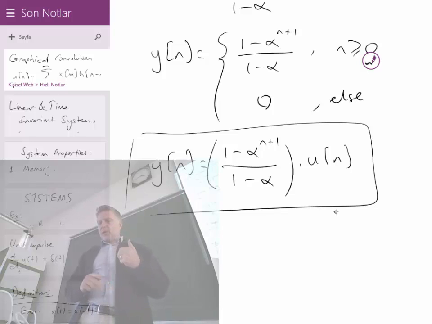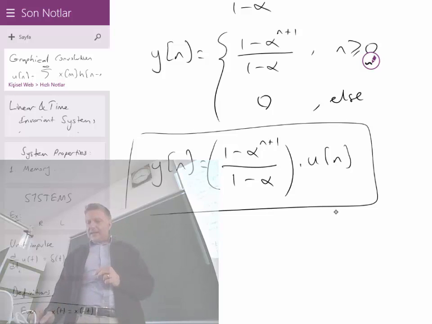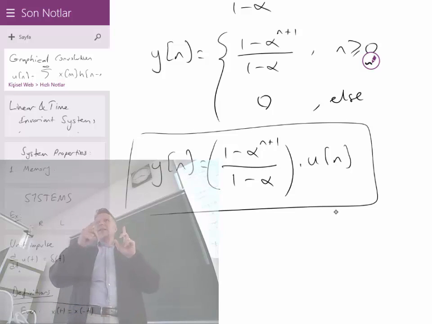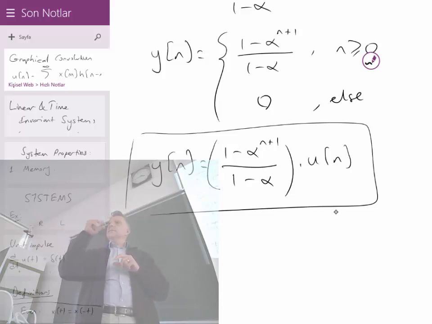And for small n and for larger n, how does it behave? Let's try to analyze this output. Let's try to visualize this output. The output is starting from 1, first of all. When n is equal to 0, so y of 0, it is 1 minus alpha over 1 minus alpha, which is 1. The output is 1. And then it becomes 1 plus alpha, and then 1 plus alpha square. But since alpha is less than 1 in magnitude, alpha to the power n will be smaller and smaller.